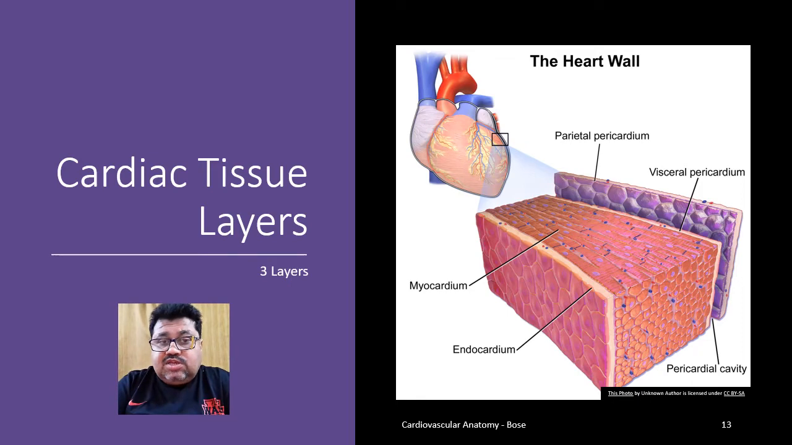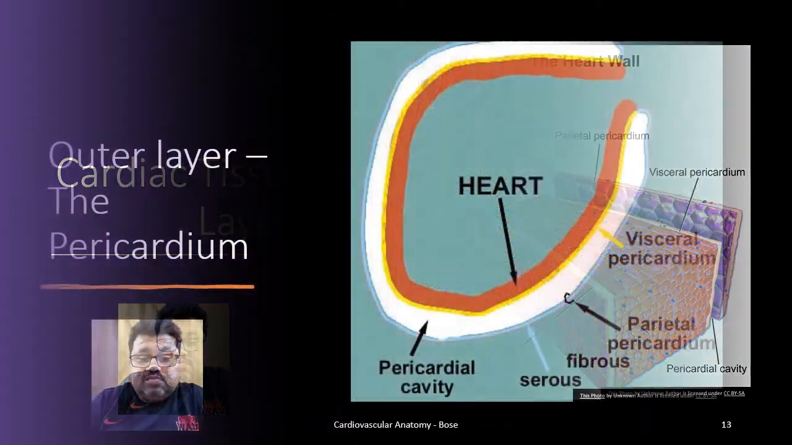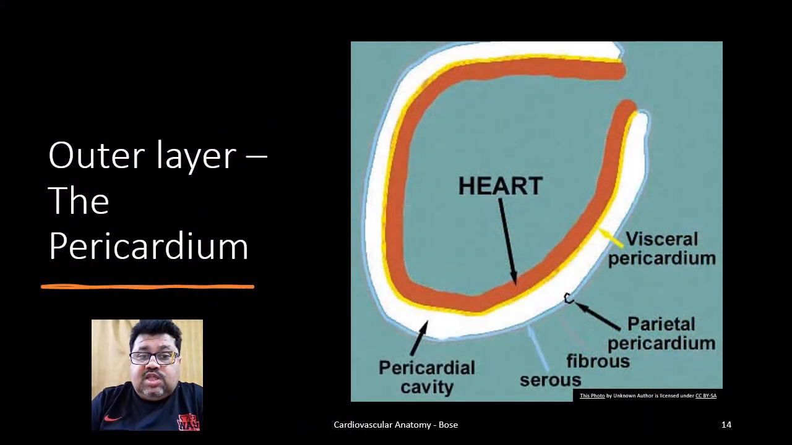The cardiac tissue is in three layers. There is a pericardium, there is a myocardium, and then there is an endocardium. Let's look in more details at that. The heart is covered by a structure called the pericardium.